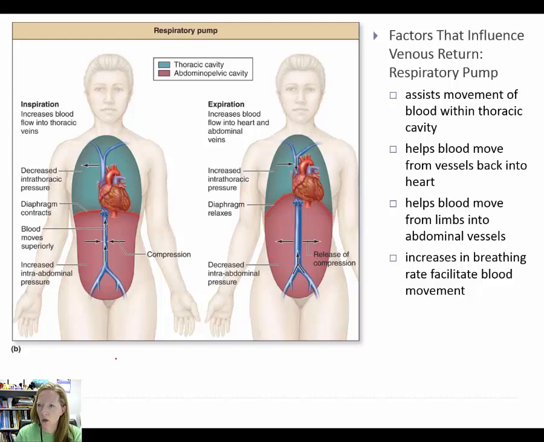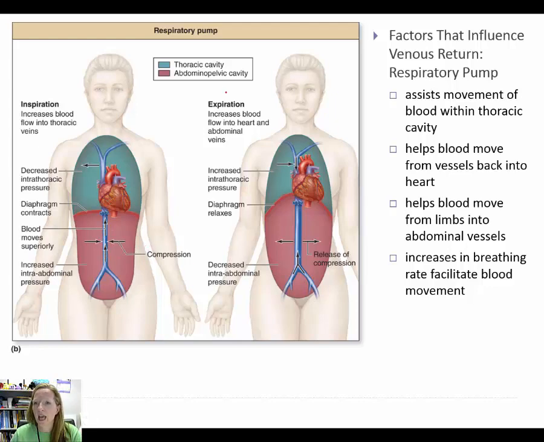Now let's take a look at what's happening here with the respiratory pump, and how exhalation and inhalation is going to work. We'll talk a little bit more about the pressure differences and volume changes later on when we get to the respiratory system. But if we just kind of take a look and see what happens during inhalation, or you can use inspiration as well, it increases blood flow into the thoracic vein. So what happens is the intra-abdominal pressure increases, and that kind of squeezes on or compresses the blood vessels down here in the abdominal pelvic cavity.